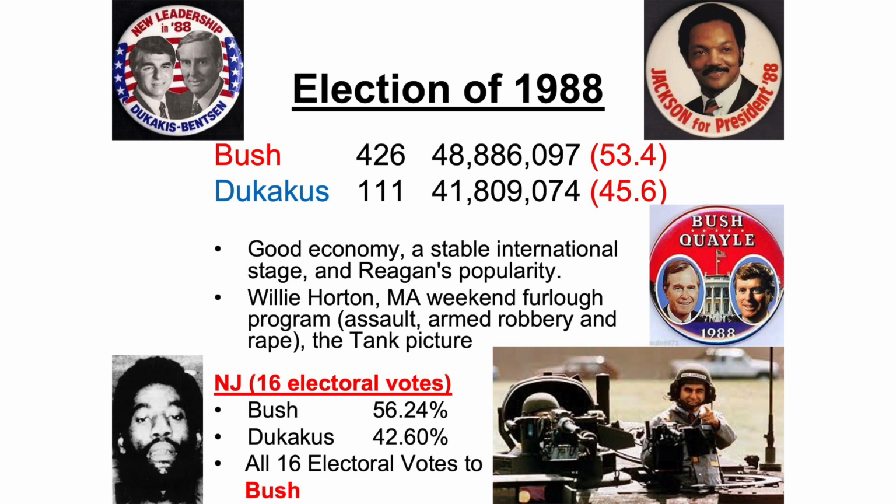And it came off really bad. The other thing was, when he was governor of Massachusetts, he had freed this guy, Willie Horton, on the left. And Willie Horton went and then murdered somebody after that. And so that became a big issue during the campaign of him being too soft on crime. And so that was the election there.